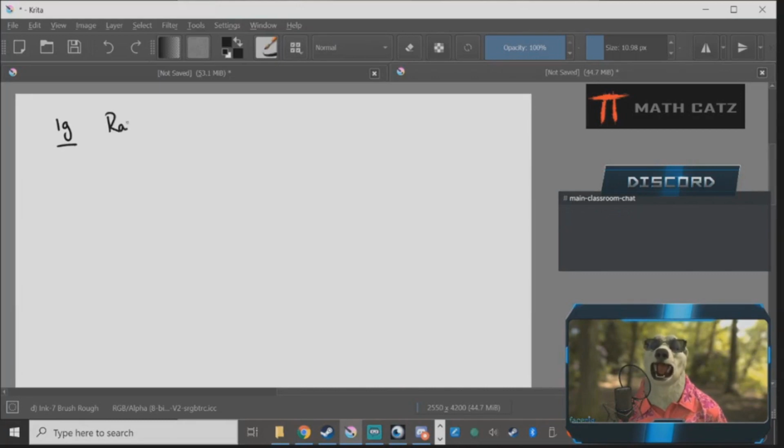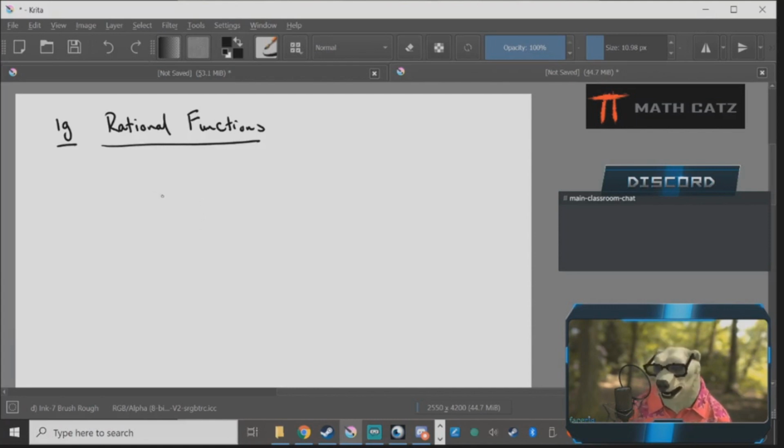Now we're going to look at, oopsie, a lot of delay here in my writing. Rational functions. Oops, don't put a line through it, under it. There we go. The laptop's not as good as my PC, so it's a little laggy, but that's okay.